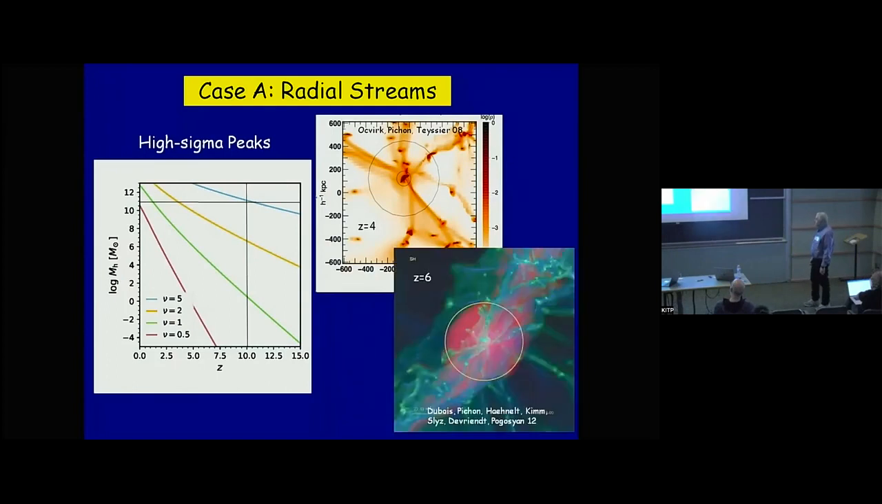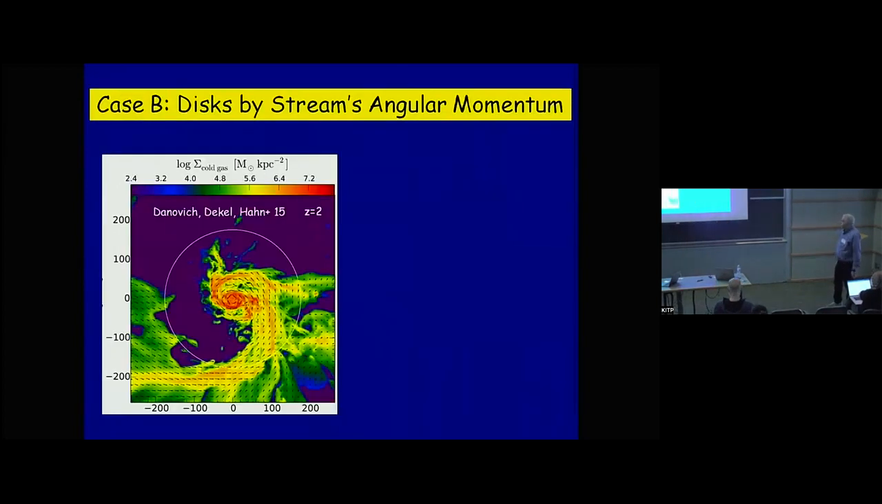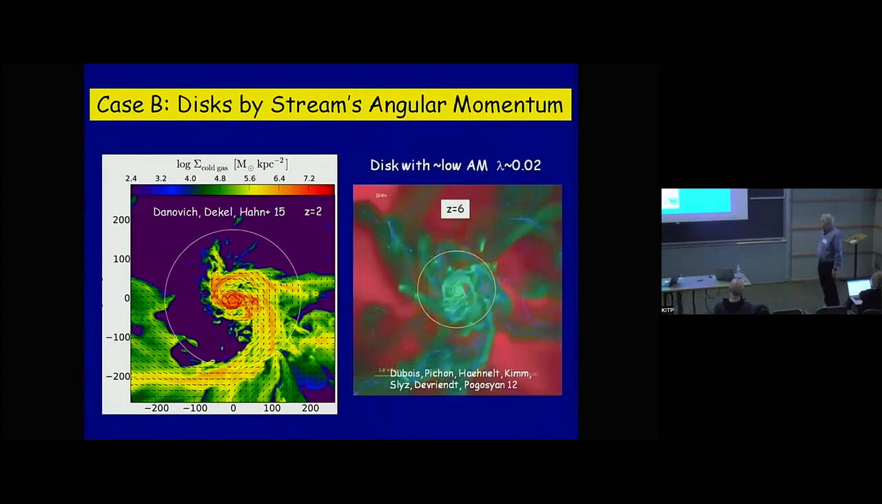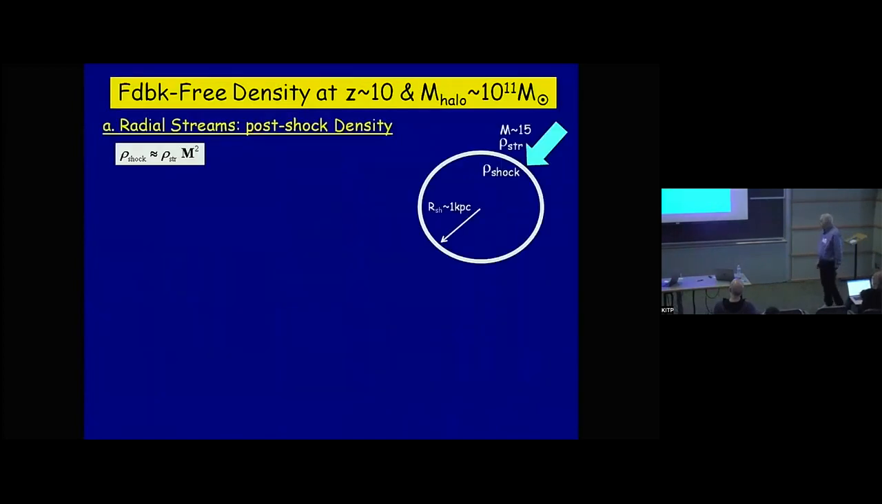So you can think about radial streams. That's from the paper I just referred to. Also, you see that they're pretty radial at redshift 6. I don't have anything at redshift 10. On the other hand, there are other cases where at low redshift you have a lot of impact parameter, but still, in the same simulation by the same people, Dubois et al., you do form a disk with some low angular momentum spin. So you can think about those two cases.